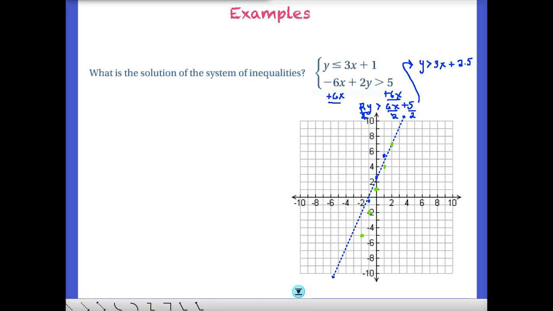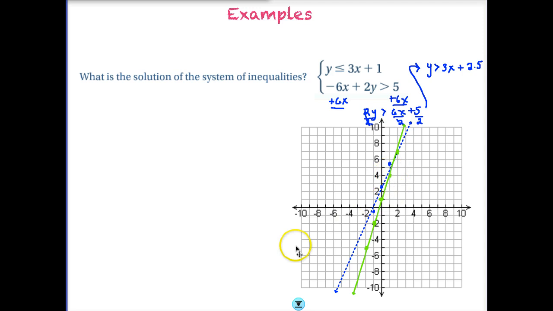All right, let's do it in green so we can see it better. All right, that's pretty close. Once again, I have not shaded either one yet because I was hoping that I could think about this in my head. So let's look at our first equation here. This is in green.